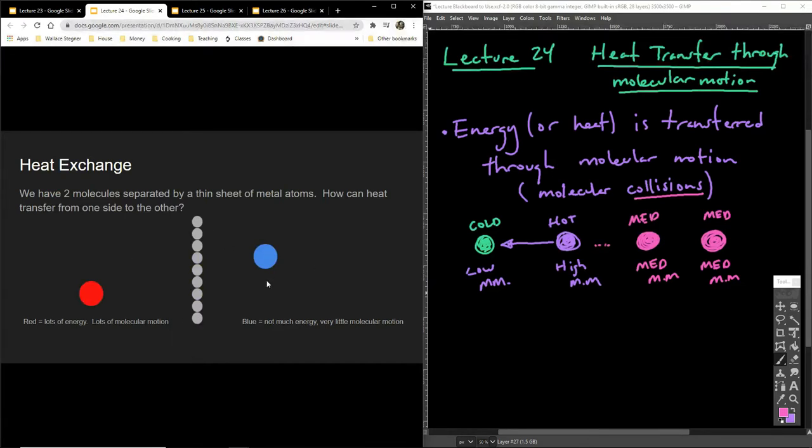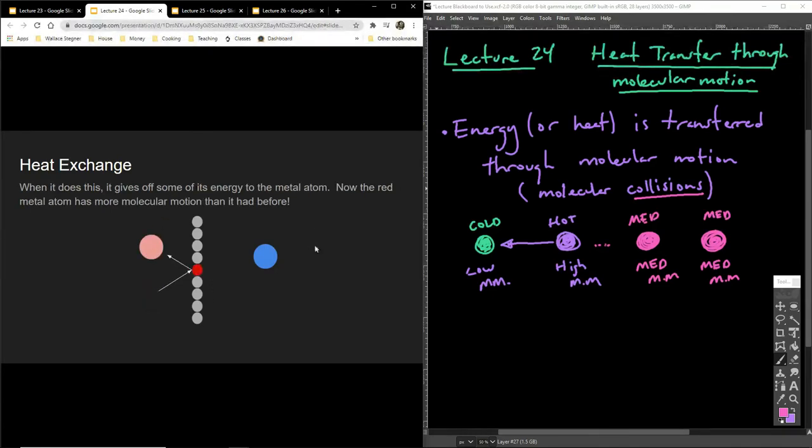Now, we've got to figure out how there's going to be molecular transfer of heat from one side to the other. Well, let's examine it. Remember what I said, heat is transferred through molecular motion. So now, in this case, the red molecule has a lot of energy, and it's going to bounce into one of the metal atoms inside the barrier. Instead of bouncing directly to this low energy molecule, it's going to bounce to a molecule or an atom inside the metal barrier. And when it does so, it gives off some of its energy to one of the metal atoms. Okay, and that's what I showed here.